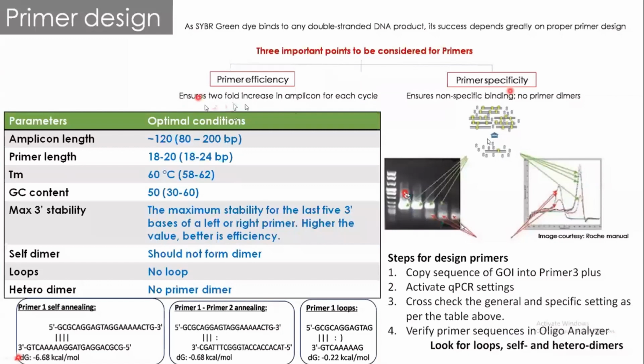You already have a copy of the sequences in the Google Drive, which you can try by yourself using Primer3Plus. Activate the qPCR setting. You can cross-check, and in the Primer3 tool you have all the explanations given for each and every point. Once you select the first set of primers, you evaluate them using the OligoAnalyzer, and there you will be able to see the self-annealing, loop, and heterodimer for primer 1 and primer 2. So these are the points you need to take care of when designing the primer.